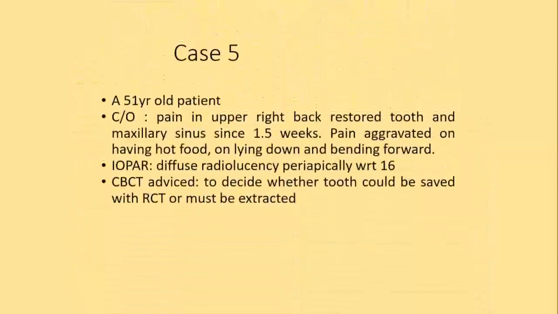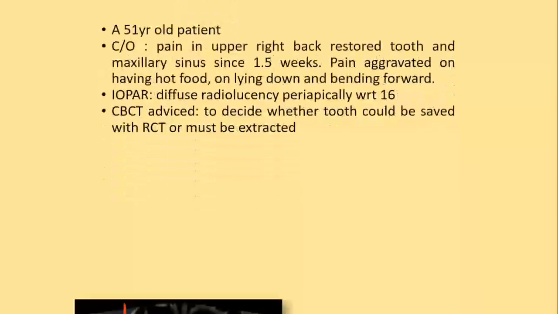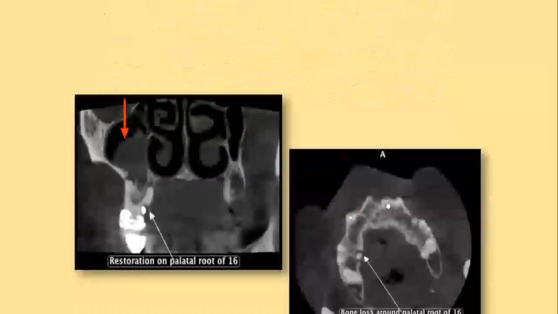Yeah. So we had this patient, 51-year-old. This tooth was actually restored. Okay, and this guy had a lot of pain, almost like 2 weeks. And the IOPA showed us a nice diffuse radiolucency at the apex. But then we took a CBCT because we're wondering what to do, whether to extract, do an RCT, and then it shows a lot of things.